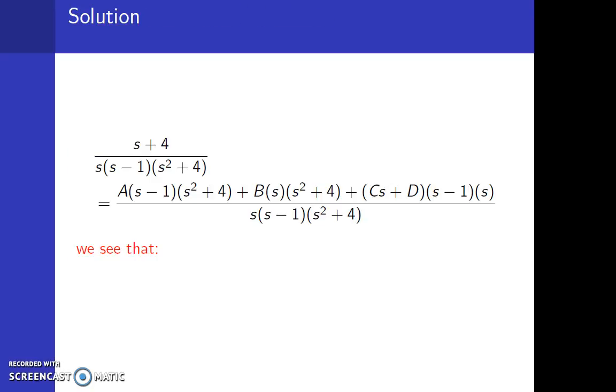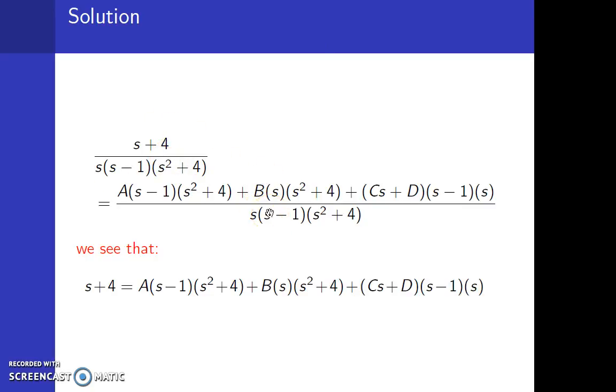Taking the LCM, we get the following. You will see that the left-hand side equals the right-hand side. The denominators are the same, for which we can equate the numerators, and we will see that we get nothing but equation 2. Now, in equation 2, we would like to substitute and get values for A, B, C, and D.